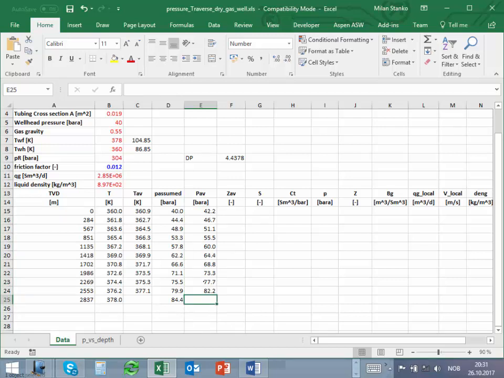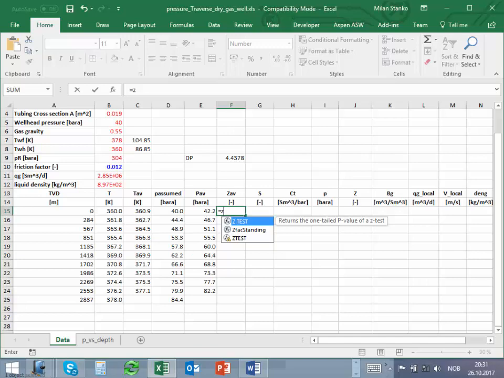Okay. Now comes the critical part. For the CT, I need this average temperature. I already have it here. And I need the average C factor. Pressure is not in that equation. It's just the C factor. Okay. So for that, I'm going to call this function that you used the first day, C factor standing.